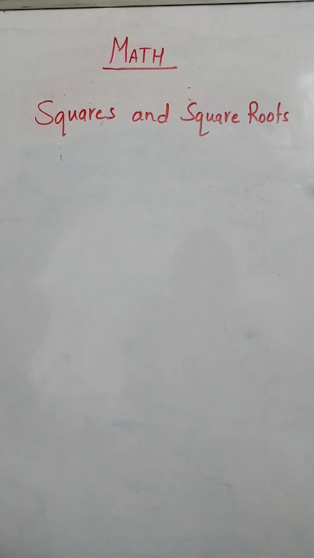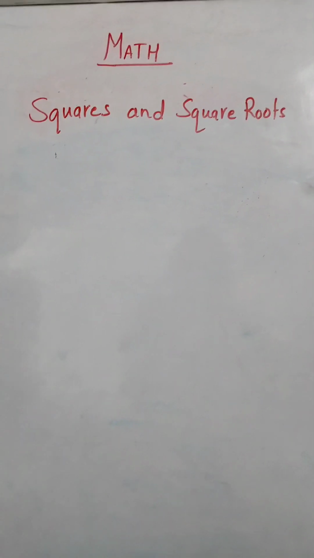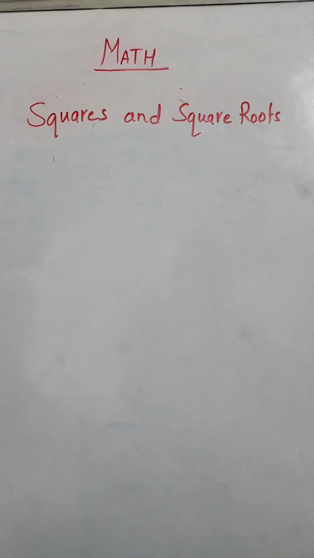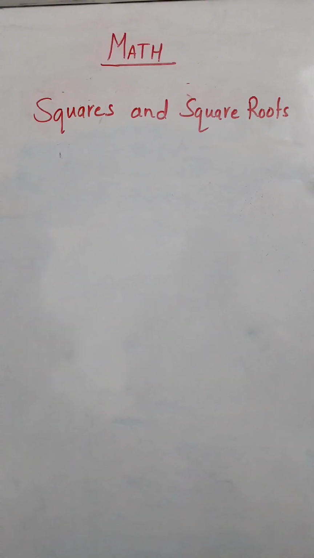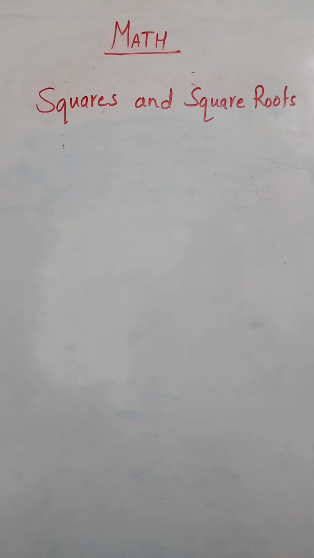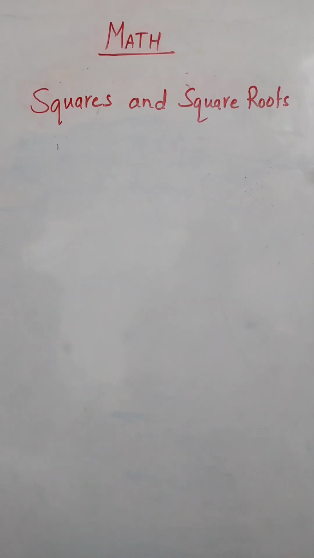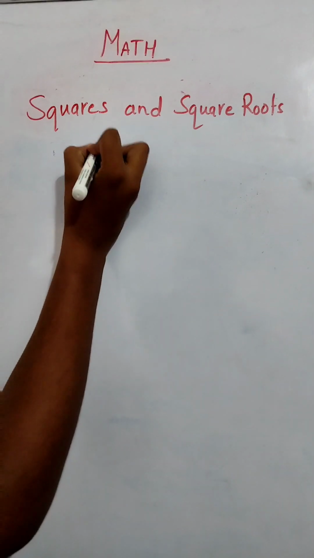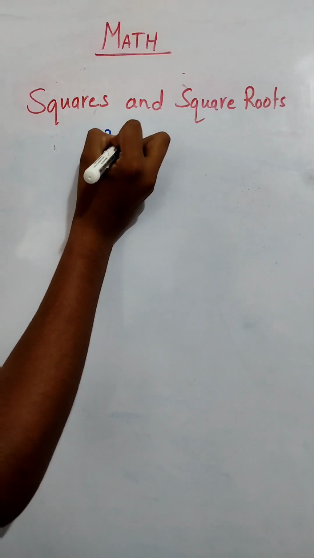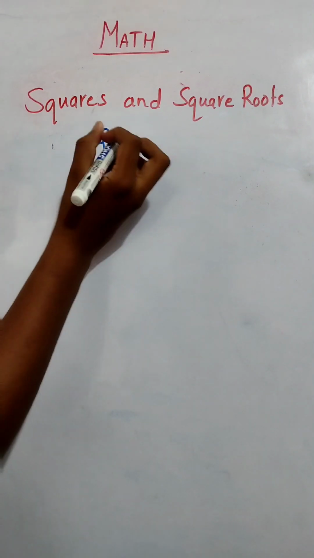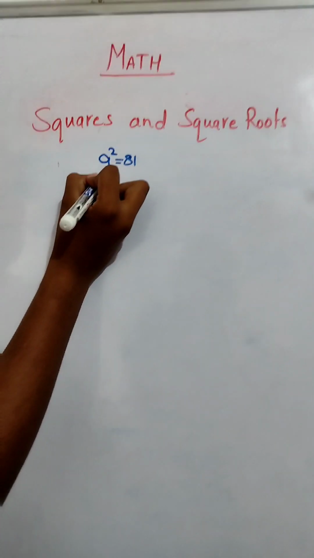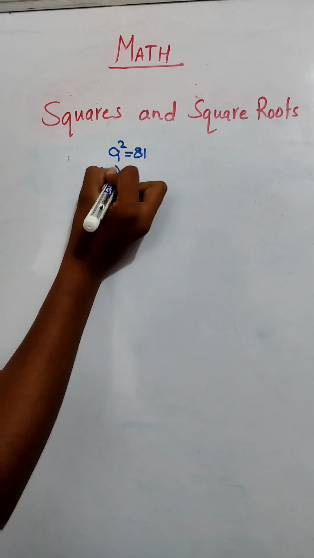Now let's take the example of how negative signs can affect squares, as that is very important. Let's take the number 9 square. We know that 9 square is equal to 81. And now let's take minus 9 whole square.